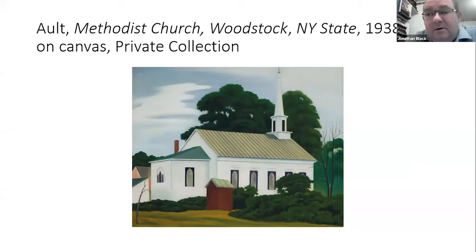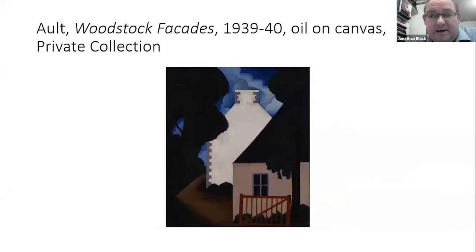And he began painting work that is celebrating the vernacular architecture of the area, domestic and ecclesiastical. Here's a Methodist church in the traditional style of the area from the late 30s, from 38, and he also began to paint semi-surreal facades, again inspired by the vernacular architecture of the local area of Woodstock, where he was living at the time with Louise in a rather dilapidated former barn.